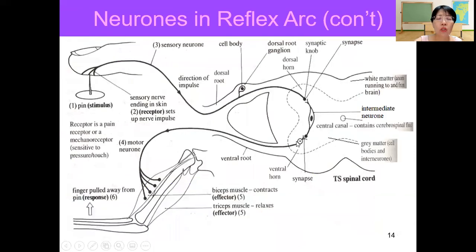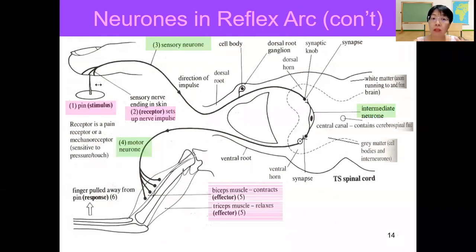Okay, so we're going to look at the 3 neurons that are involved in the reflex arc. So this is a finger and this is showing the tip of a neuron. There are 3 neurons involved in a reflex arc, so let us look at them one by one. Now we have a pin where the finger accidentally touches the pin. So the tip of the nerve will receive this stimulus. This stimulus is a mechanical stimulus.